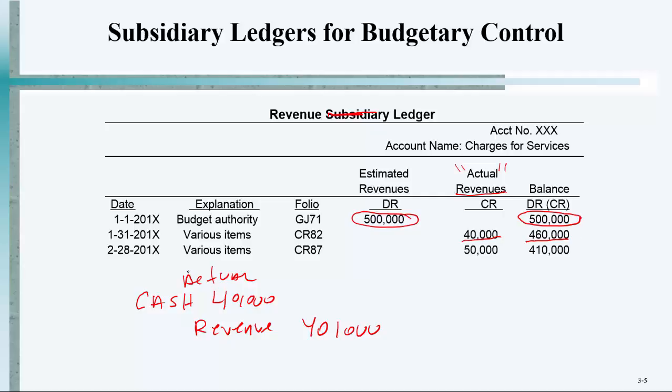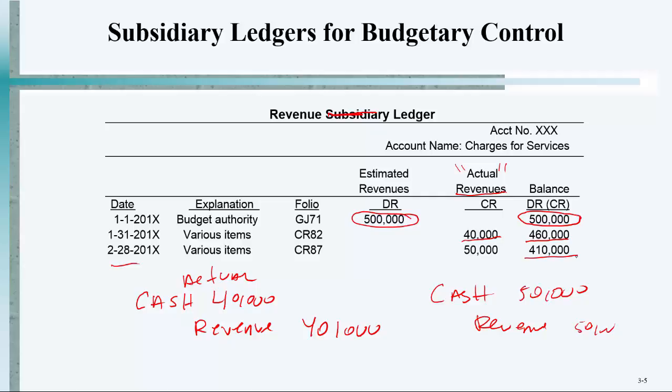I don't know, a little bit later, next month or whatever, they issue some more fishing licenses. They debit cash for 50,000. They credit what? Revenue for 50,000. Now I got 410 left to go, don't I? So the debit to estimated revenue sits there as a placeholder against my actual revenue so I could track throughout the year to see where I'm going, right?